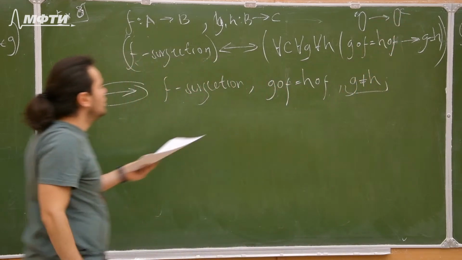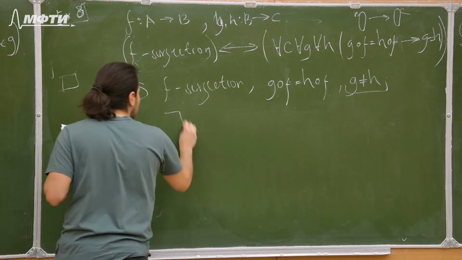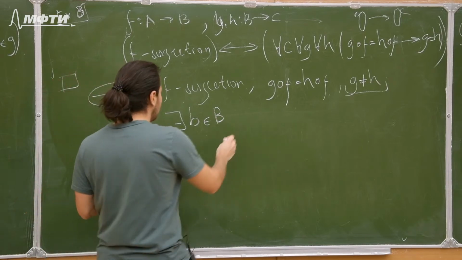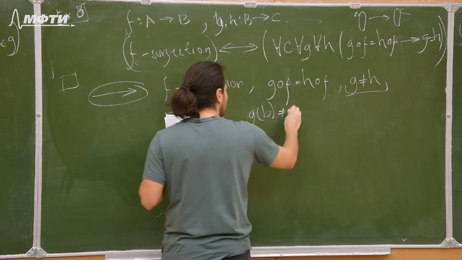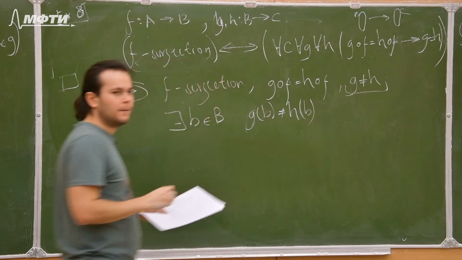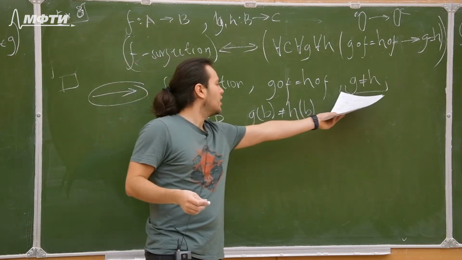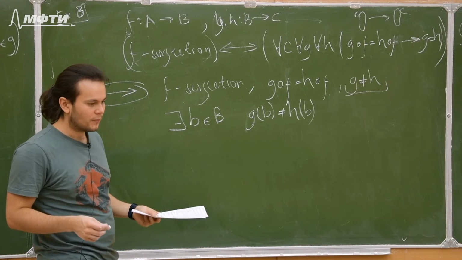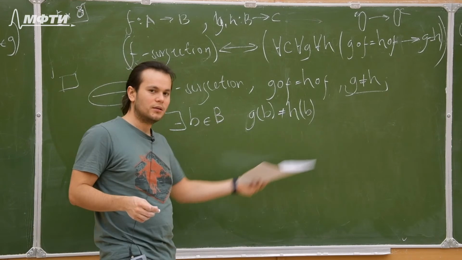So g and h are functions from B to C. So it means that there exists some b in capital B such that g of b is not equal to h of b, right? Since these two functions g and h are not equal, it means that at some point the value for b is not equal in these two functions, right?